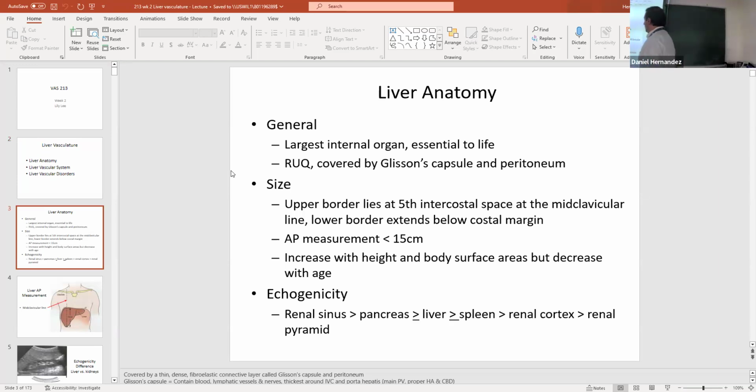So, largest internal organ, central to life, can't live without a liver. Take good care of your livers. It's located in the right upper quadrant, but the liver being so large, it's situated primarily in the right upper quadrant but can extend past midline, depending on the patient's anatomical variant, referred to as a Riedel's lobe, it could extend very low down, almost into the right lower quadrant.